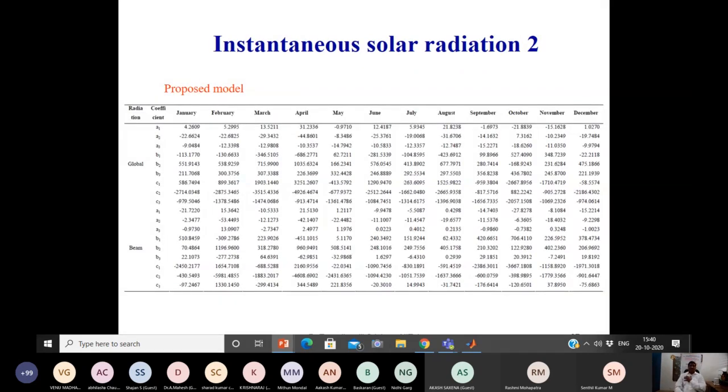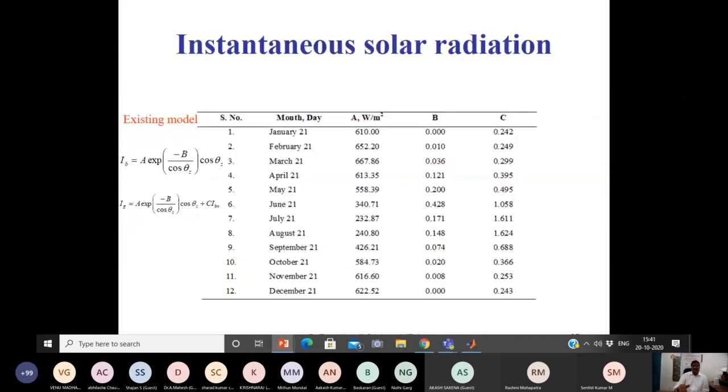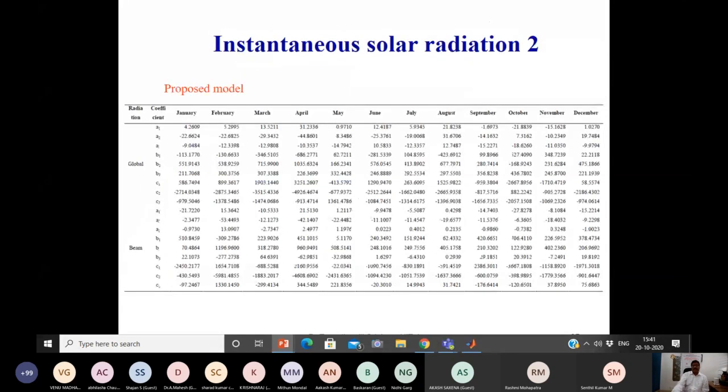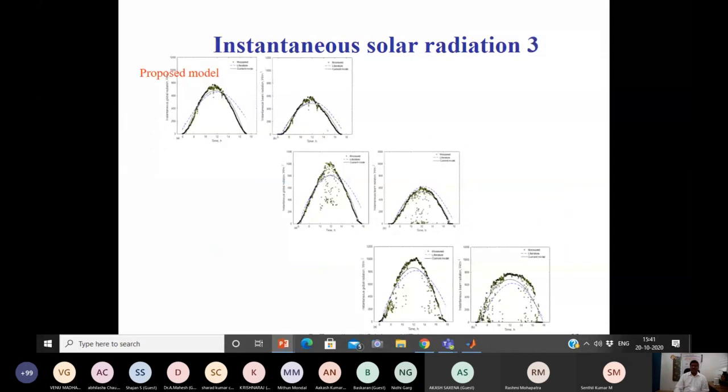So see, in this model, how many coefficients have been considered? These coefficients are considered for all the months, January to December. For global radiation, these nine coefficients are different. For beam radiation, these 9 coefficients are different. Earlier the coefficients were very limited, that is from January to December, 3 coefficients were defined, whereas here these coefficients are different for each and every month, as well as for global radiation and beam radiation, and the number of coefficients has also increased in this model.